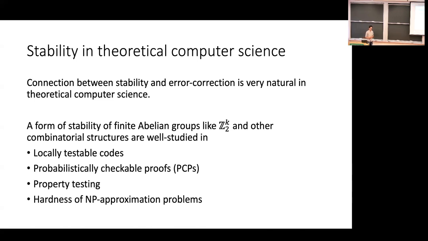And now in the last part of the talk, I'll go back to terrain that I'm much more familiar with, which is, why do computer scientists care about stability questions? I claim that they've cared about it for a very long time, but they just didn't know it was called stability. But now we see there's tons of connections, which I think is very exciting. A form of stability of finite abelian groups, like Z2 to the K, is super well studied in a bunch of topics: locally testable codes, probabilistically checkable proofs, or PCPs, property testing, hardness of NP approximation problems. So I'll say a few words about what the connection is.